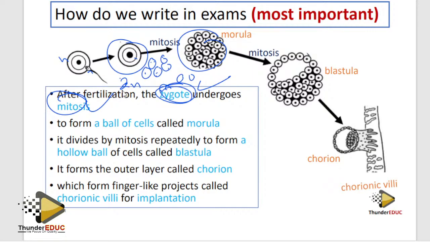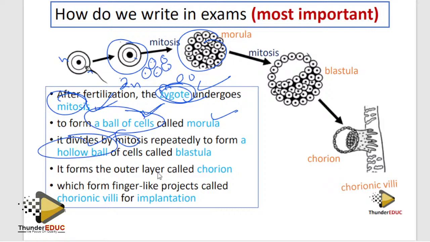So after fertilization, a zygote is formed, which undergoes mitosis to form a ball of cells. This is a mark. Don't just say to form morula. Form a ball of cells is a mark. Called morula is another mark, which divides mitotically or repeatedly to form a hollow ball. This is also another mark.